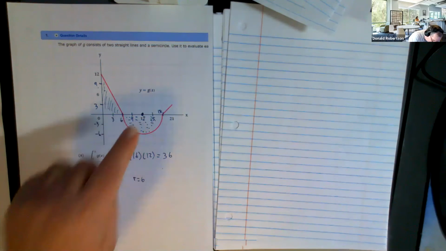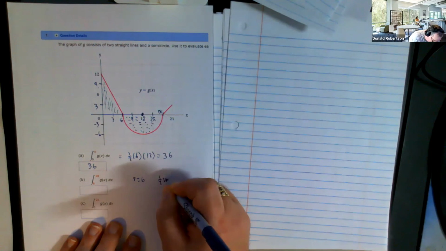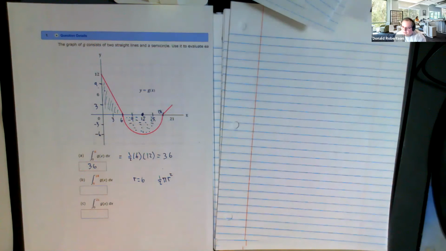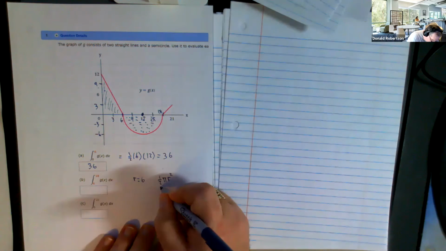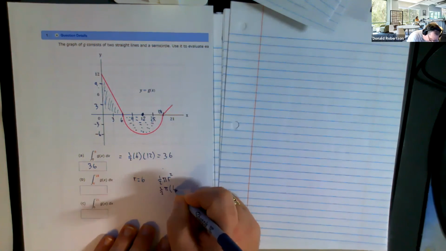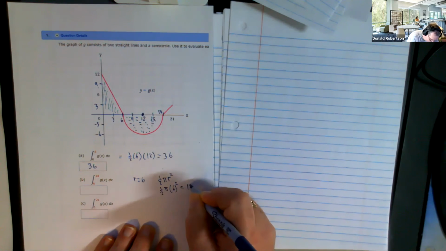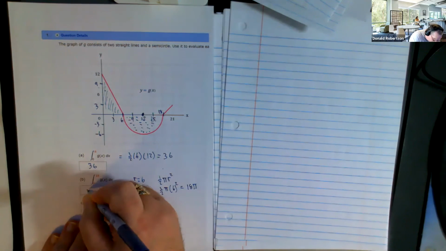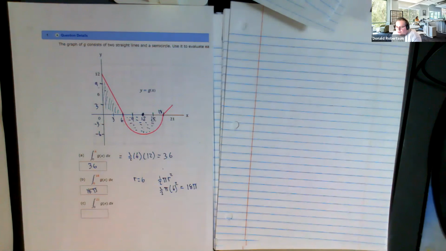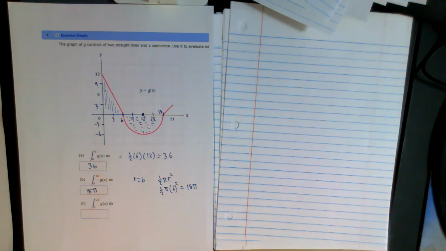Now, this isn't a whole circle. It's a half of circle. So won't it be a half pi r squared? And it's going to be 1/2 pi times 6 squared, which I believe is 18 pi. And no, you don't turn that into a decimal. You don't go 18 times 3.14. You leave it as 18 pi. That's totally what we want, with one little change that I haven't put in yet. The negative sign.